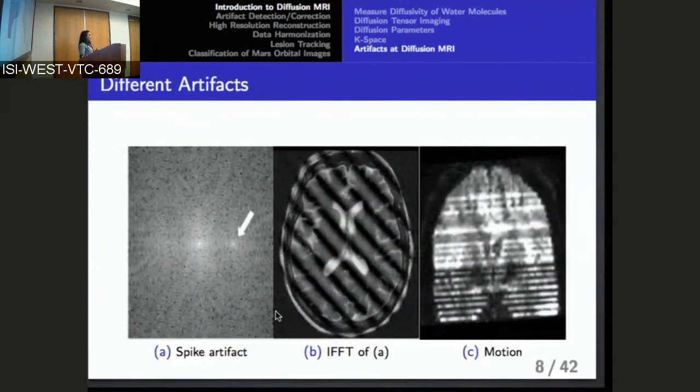These images can be affected by many different types of artifacts. One of them is called a spike artifact. For example, if we only have one wrong measurement in our Fourier space and we reconstruct the image, we will end up with something like this, which is bad. Another artifact is motion, because the subject on the scanner might move during the image acquisition, which takes roughly 20 minutes. Especially it happens for fetal imaging.